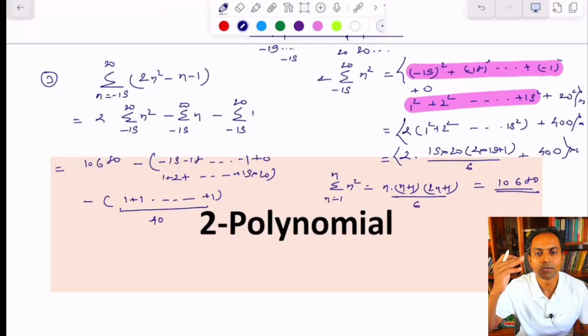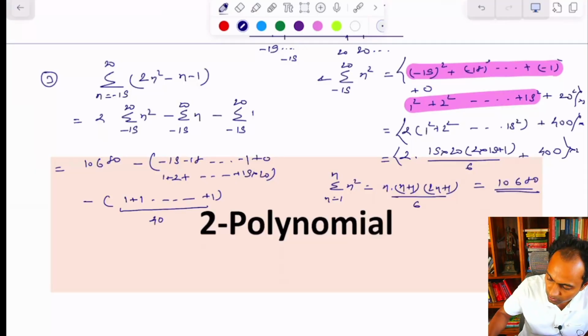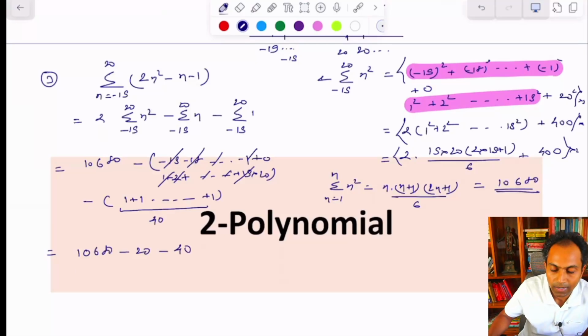From minus 19 to 0 there will be 20 terms, and then from 1 to 20 again 20 terms, so total 40 terms. So now if you simplify all of these values, you can see that all of these terms are getting cancelled out. So what we have is 10680 minus 20 minus 40, and this simplifies into 10620.